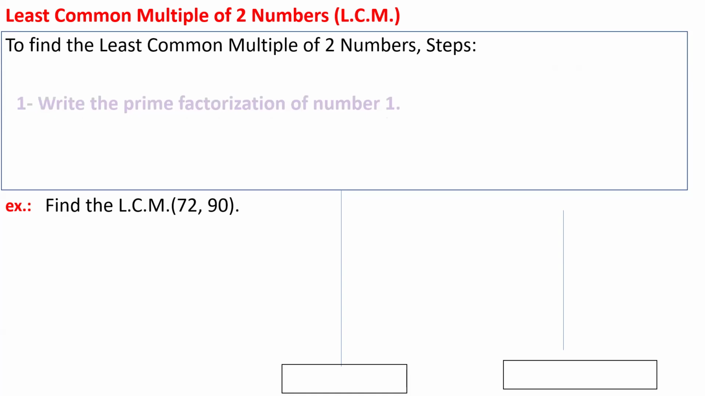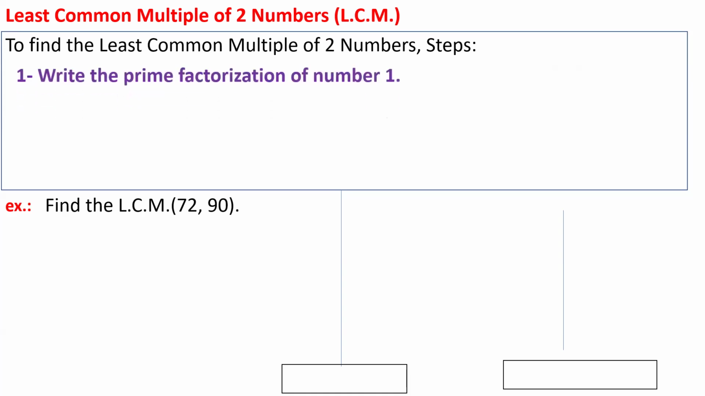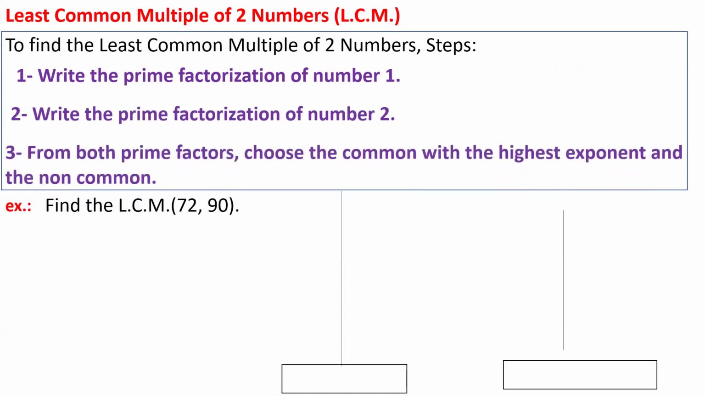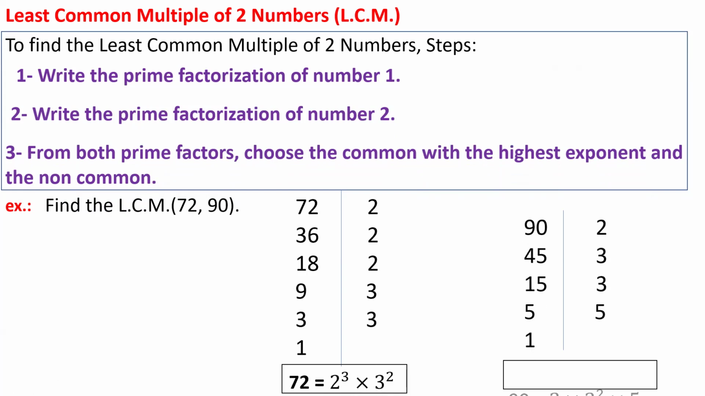of two numbers. First, I write the prime factorization of number 1. I write the prime factorization of number 2. Then from the prime factors, I choose the common base with the highest exponent and the non-common base. For example, if I want to find the LCM of the two numbers 72 and 90, I make the prime factors of 72, I make the prime factors of 90.